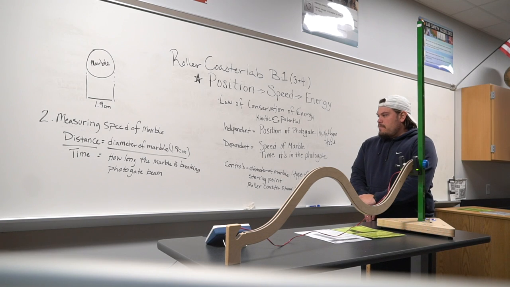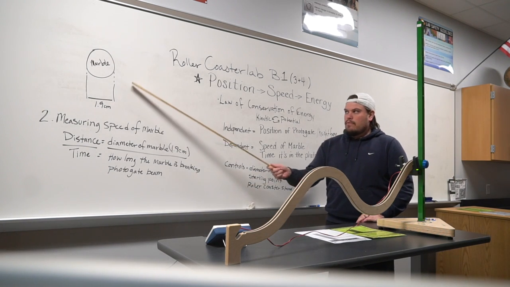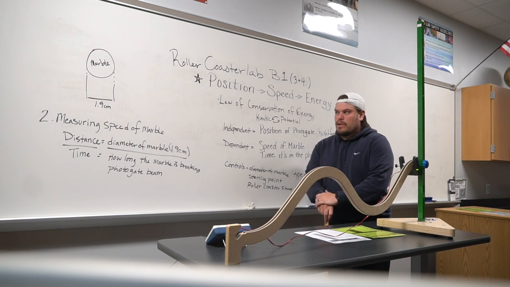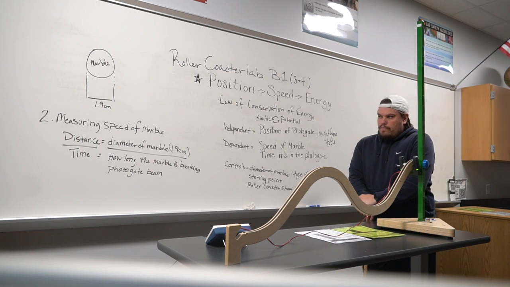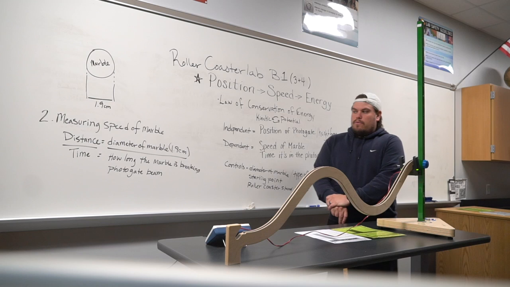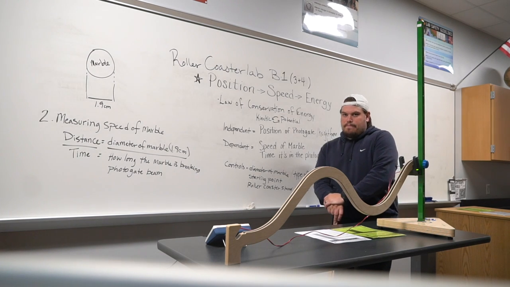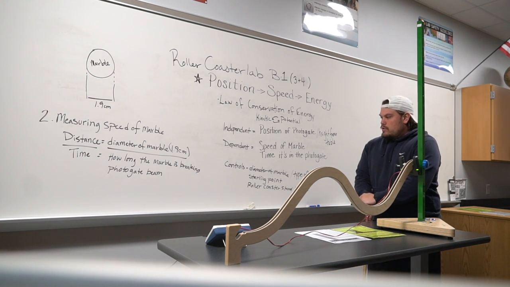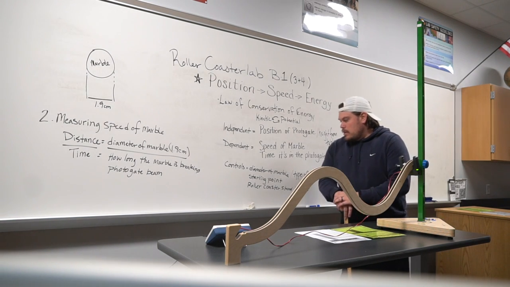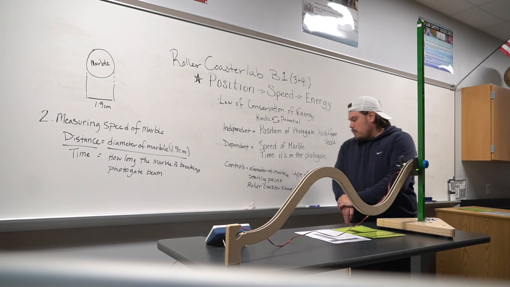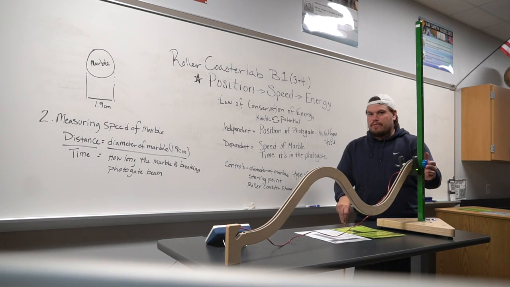So the dependent variable, the speed of the marble, or the time that it's in the photo gate, completely relies on the diameter of the marble again, which is 1.9 centimeters. You guys are going to take the distance, which is the diameter of the marble, and divide it by how long the marble is breaking the photo gate. Controls, again, for this lab are going to be the diameter of the marble, the type of marble, the starting point, and the roller coaster is set at stand hole number 5.